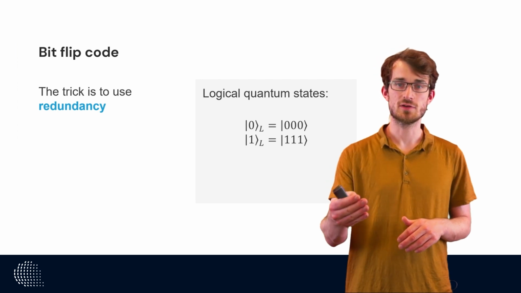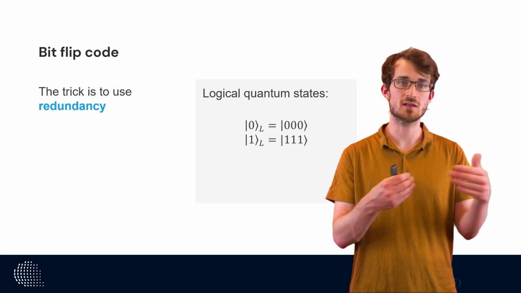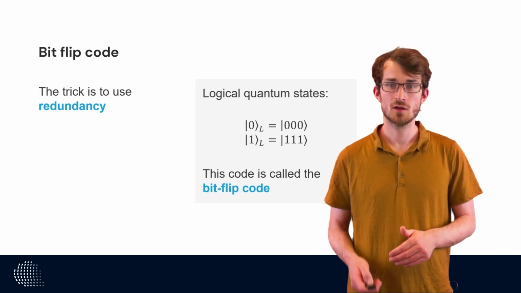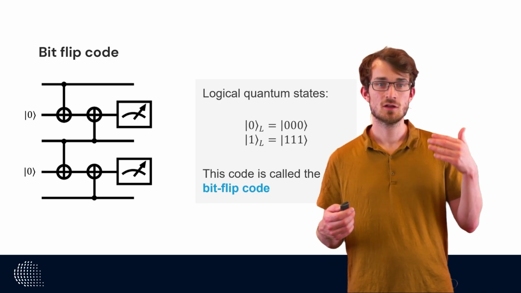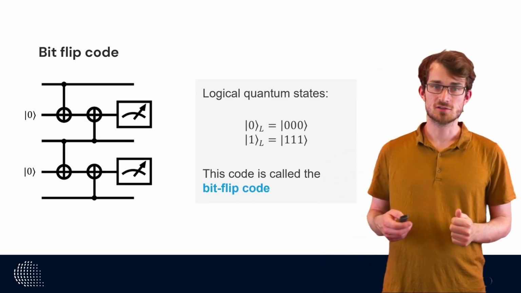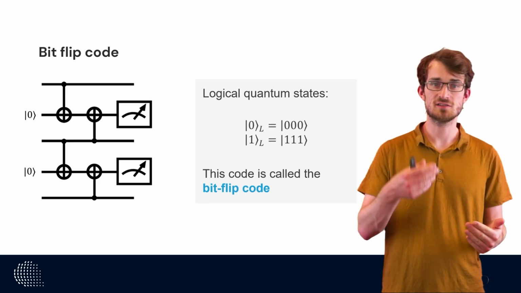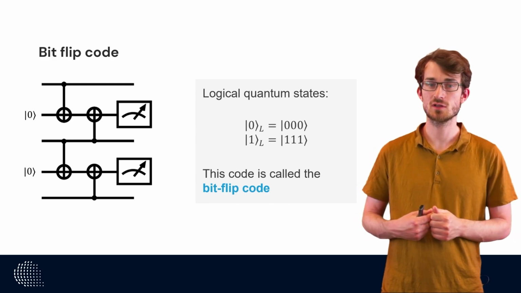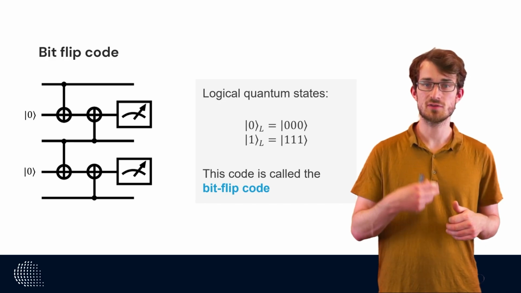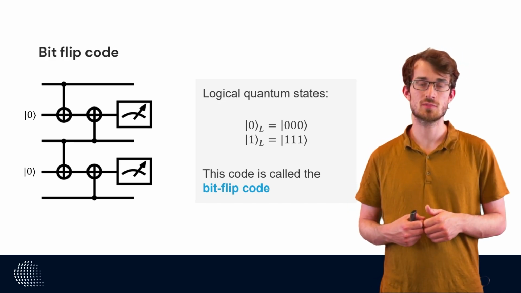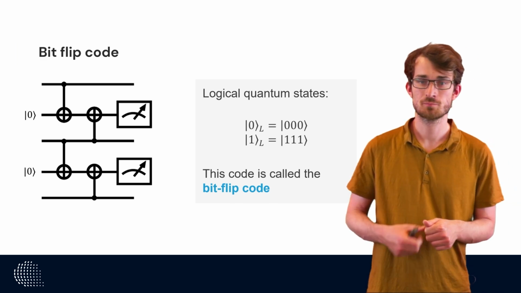For example, you can encode the logical 0 into the state 0, 0, 0 and the logical 1 into the state 1, 1, 1. And this code we call the bit flip code. We construct circuits such as the one shown here, where we can use parity measurements to detect whether an error occurred. In this case, whether a bit flip error occurred. And we can then subsequently correct the error by applying appropriate correction gates to the qubits.